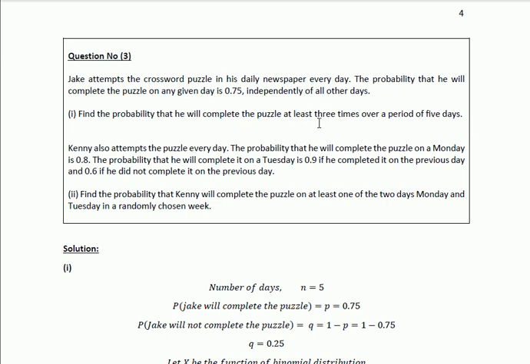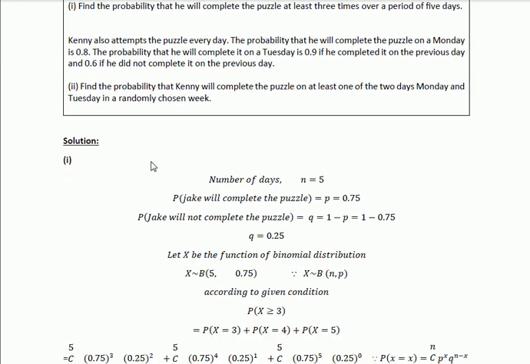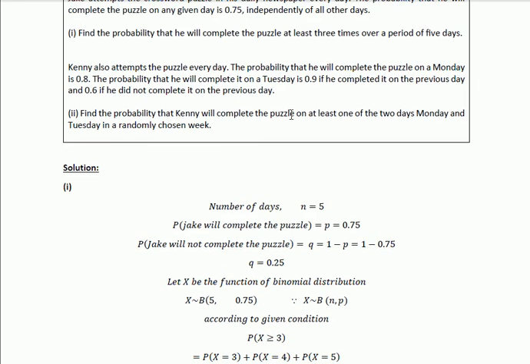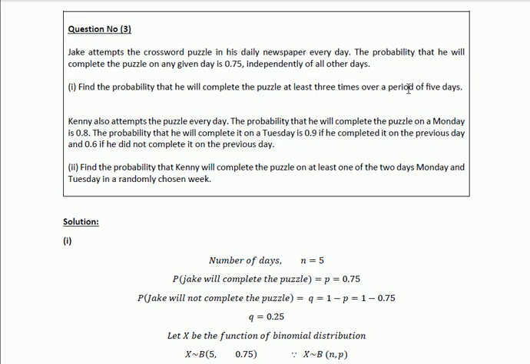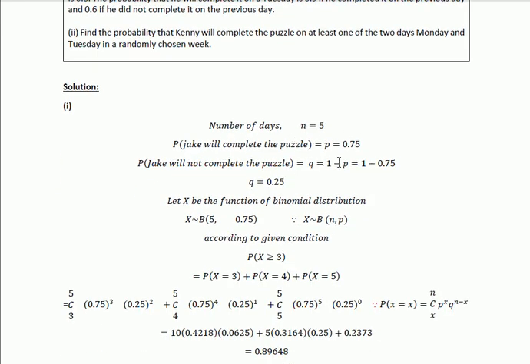He completes the puzzle 3 times over a period of 5 days. So in this case, the number of days is 5, as given in the question statement. So n equals 5, and the probability of success in the binomial distribution is 0.75, as given. We know that if we have p, then we can calculate q, because the sum of the probabilities of p and q is equal to 1, so q is equal to 0.25.